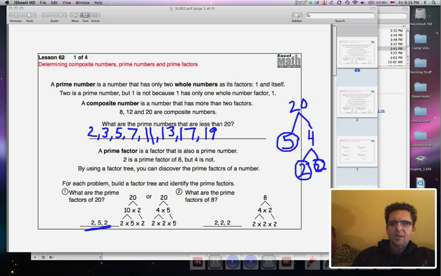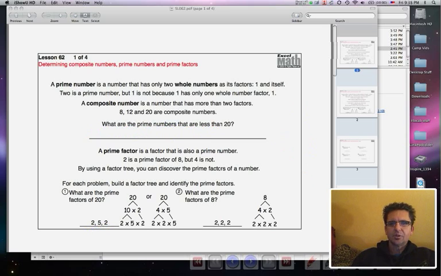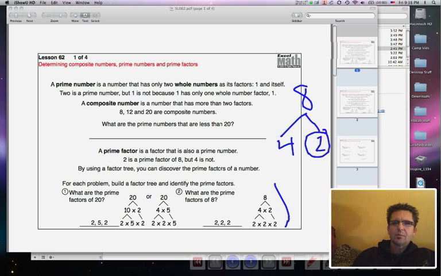How about the factors of 8? Let me get this cleared off and I'll show you how to do 8. It's already done here for you, but I'm going to do it again so you can see the process. 8 is the same thing as 4 times 2. 2 is a prime number. 4 can be broken down into 2 times 2. Both of those are prime numbers, so you can see that the prime factorization of 8 is 2, 2, and 2.